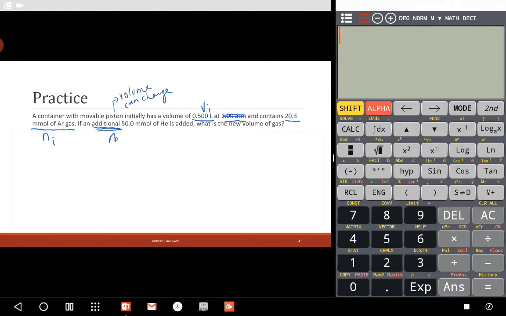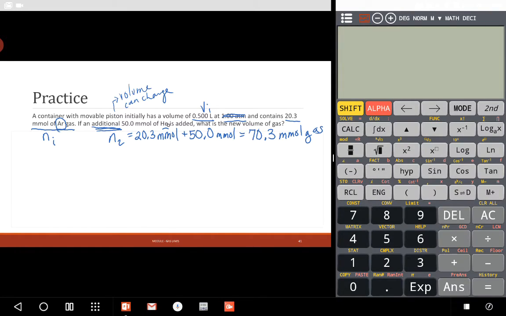So my N final here, my second N, it says additional, and so that means that my final N is going to be whatever my initial N was, plus the change. And so the change was 50 millimoles. And so that means my final N is going to be 70.3 millimoles of gas.